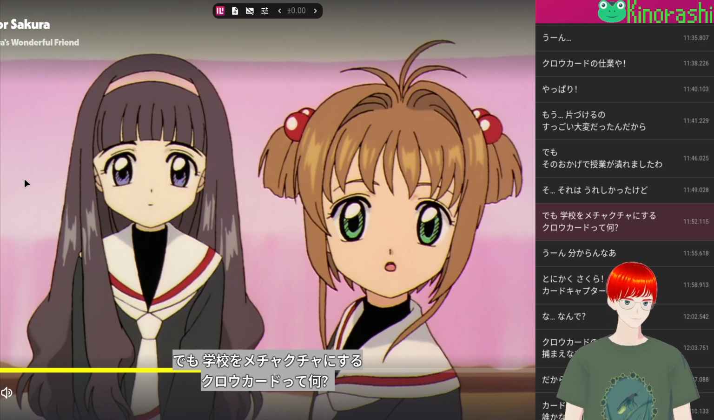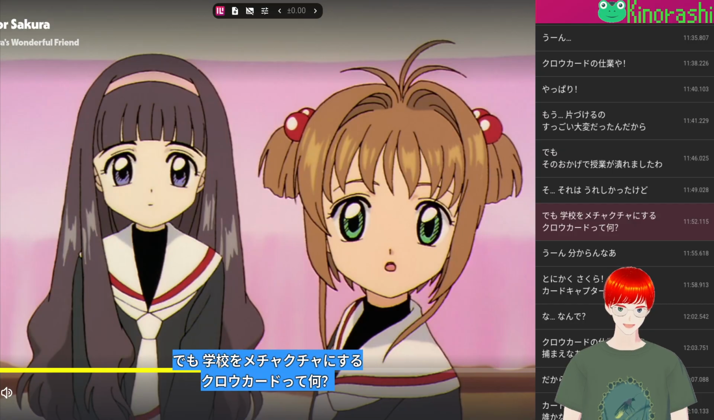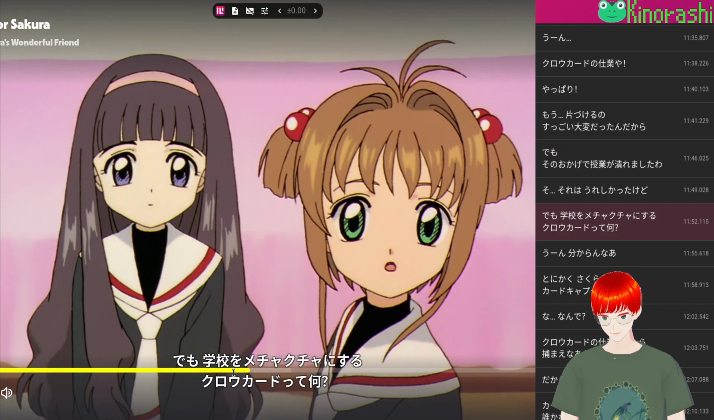Mecha kucha. Demo gakko mecha kucha ni saru. But it turned the school into a mess. Notice they're using suru, not naru, because they're implying that there was some actor that did this, and the school didn't just naturally become a mess on its own.